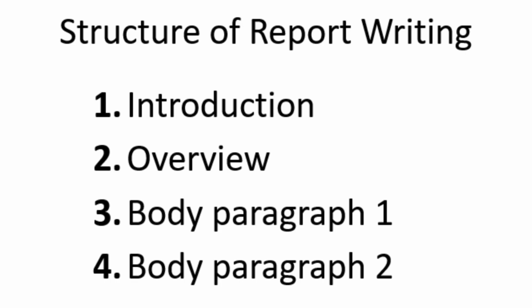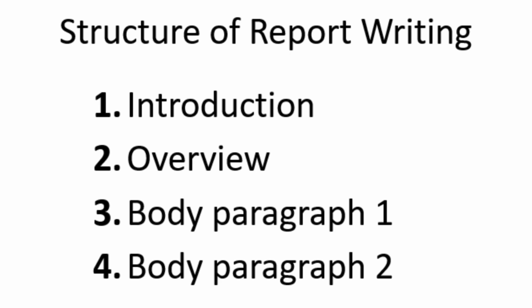A recommended structure for report writing is the four-paragraph method. In this method, the report is organized into 4 paragraphs. The first paragraph is always the introduction. The second paragraph is for the overview of your report, where you summarize the main trends or key features. The third and fourth paragraphs are for the detailed explanation, where you describe the data with proper comparisons and supporting details.